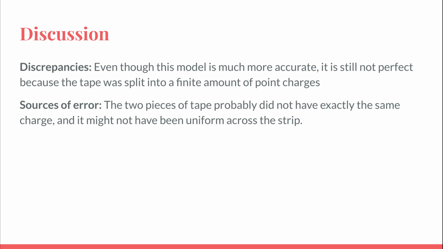Some discrepancies that I could have had, even though this model is much more accurate than the first one, is that it is still not perfect because the tape was split into a finite number of point charges when in reality it is treated as one rod. Also, the two pieces of tape probably did not have exactly the same charge, and it might not have been uniform across the entire strip of tape.